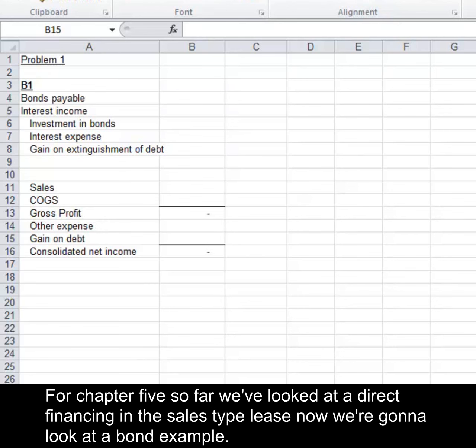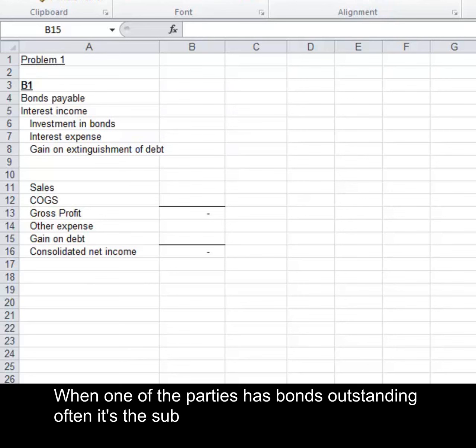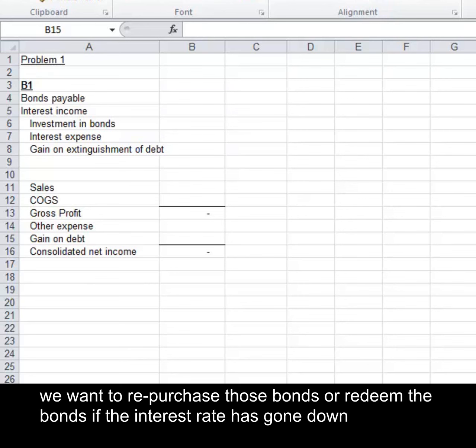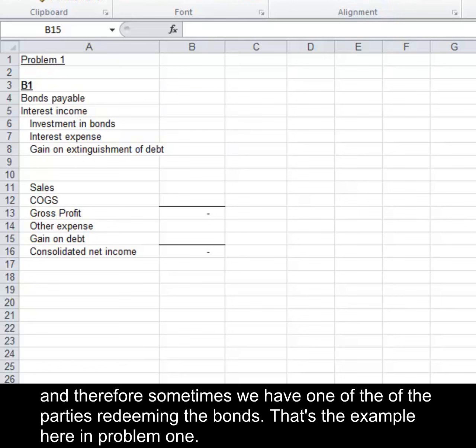For Chapter 5 so far, we've looked at a direct financing and a sales type lease. Now we're going to look at a bond example. When one of the parties has bonds outstanding, often it's the sub, we want to repurchase those bonds or redeem the bonds if the interest rate has gone down, and therefore sometimes we have one of the other parties redeeming the bonds. That's the example here in problem 1.